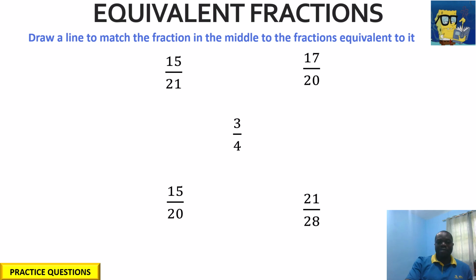Three out of 4 in the middle. You're supposed to match it to the correct equivalent fractions. 15 out of 21, 17 out of 20, 15 out of 20, 21 out of 28.